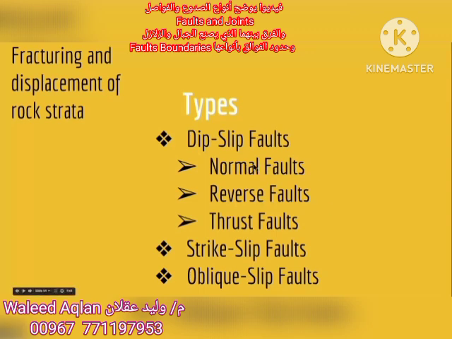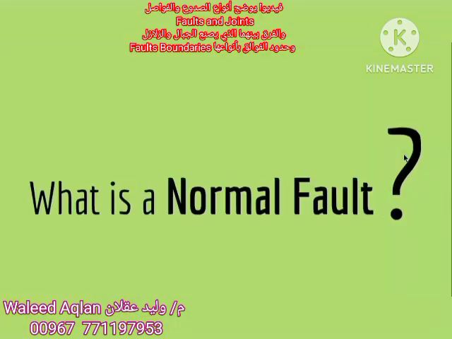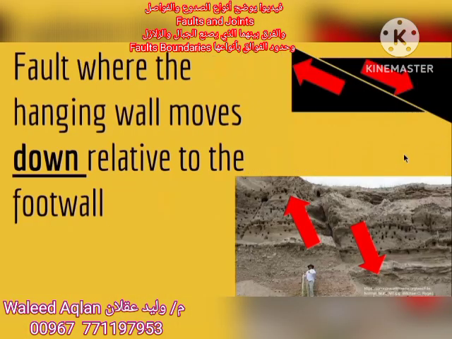So let's look at the first one, normal faults. What is a normal fault? Well, a normal fault is a fault where the hanging wall moves down relative to the footwall. So you see in this case, this is our footwall, because if we stand right here, this will be under our feet and this will be over our head. In a normal fault, the hanging wall moves down. As you see, the hanging wall, the part that is over our head, moves down, while the footwall goes up. So footwall goes up, hanging wall goes down in normal faults.